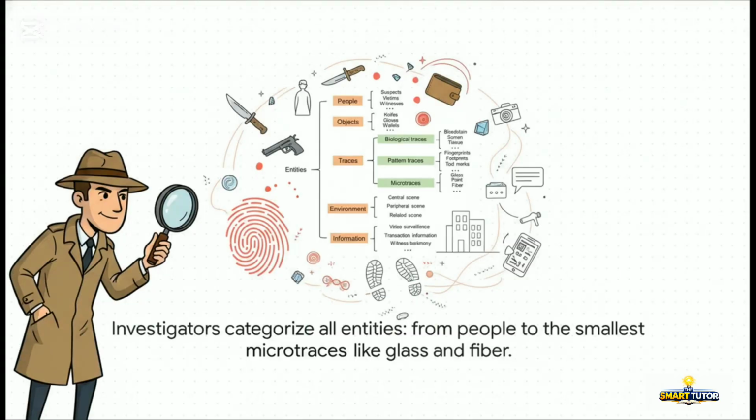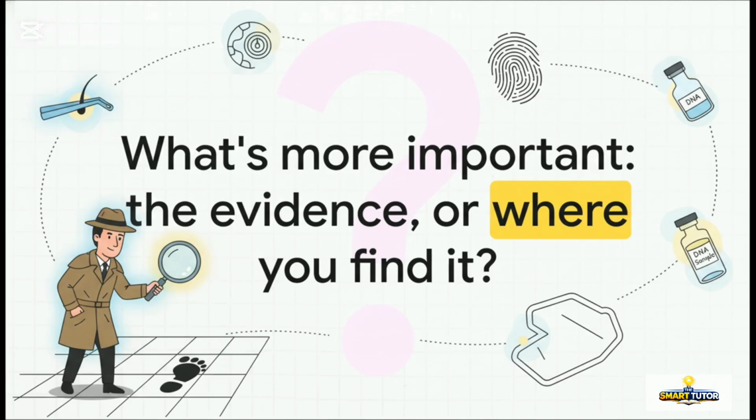So what are they even looking for? Well, the range of what they call entities or evidence is just huge. It starts with the obvious stuff, right? People, objects like weapons, but it gets granular fast. They're looking for biological traces like blood, pattern traces like fingerprints, and even what they call microtraces. These tiny, tiny fragments of glass or paint, or even a single fiber that could literally be the key to cracking the whole case. And this brings up a really interesting question, one I want you to think about.